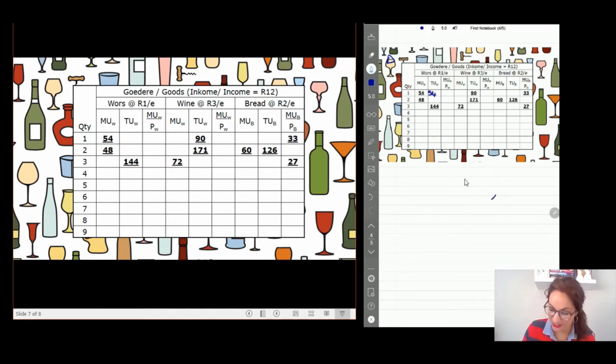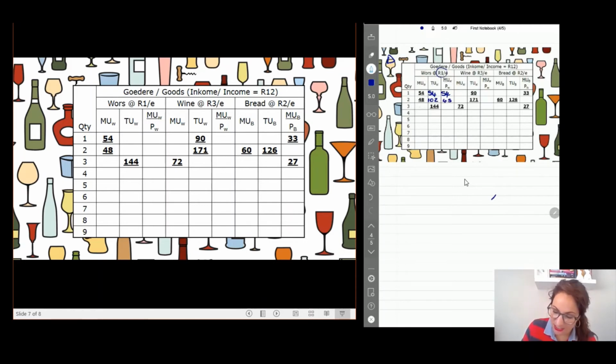Then you have your weighted marginal utility, which means it is the marginal utility divided by the price. So 54 divided by 1 is 54. Then you have total utility. So 54 plus 48 will give you 102. The weighted marginal utility is 48 divided by the price of the product, which is 1, so it's 48.